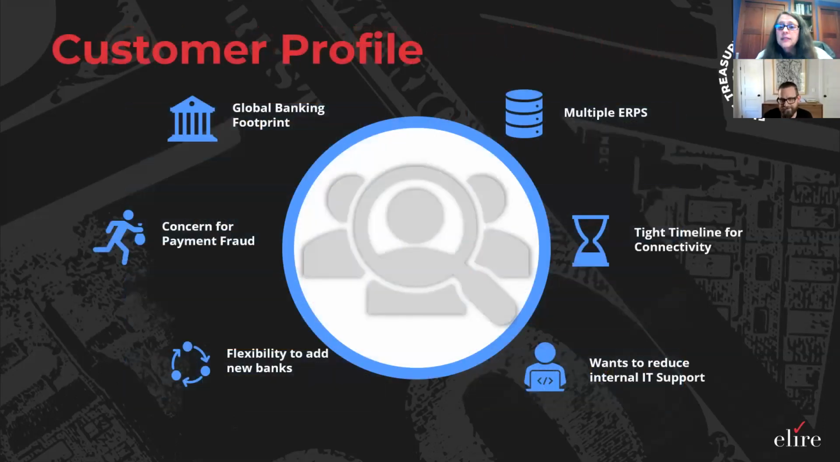So the typical customer profile, as we look at organizations that are coming to us for help with their bank connectivity and payments, is that normally they have a global banking footprint, right? They're not just doing banks in the United States. It's a lot easier to do connections with banks in the United States than it is elsewhere in the world. In addition, they typically have multiple ERPs. It might be that they have multiple instances of Oracle. It might be that they've grown through acquisition.